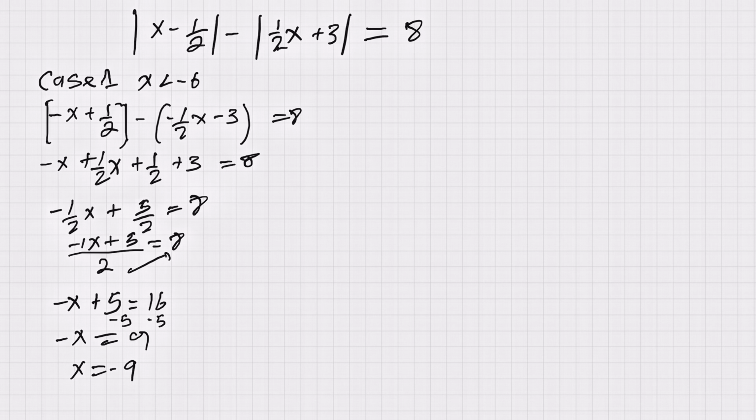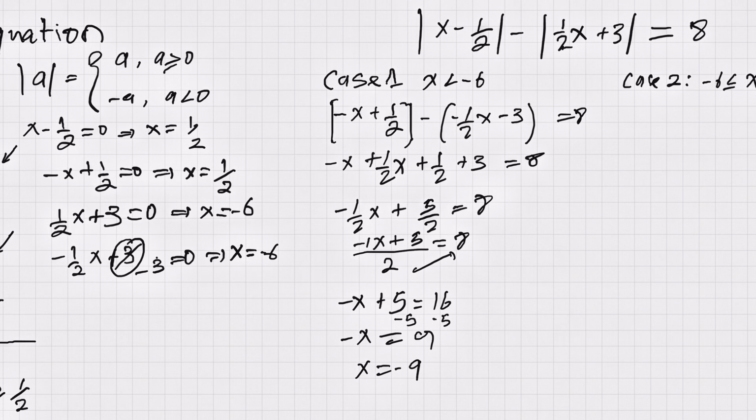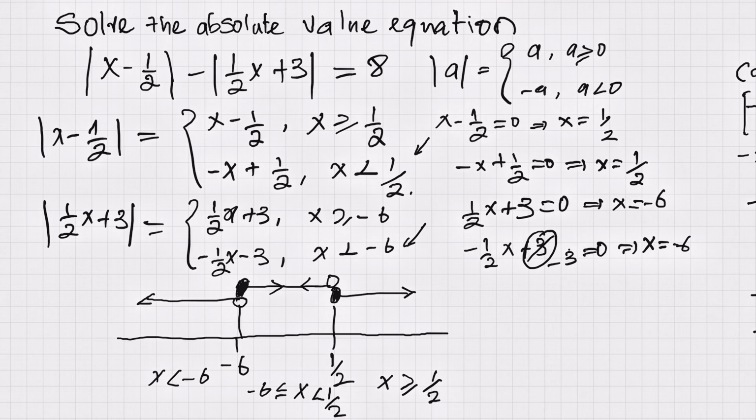Now let's look at case 2. Case 2 is when negative 6 is less than or equal to x, strictly less than half. Now let's see which one we will pick. Let's see which of these satisfy this. So in this case, you see that x is greater than or equal to negative 6, and x is less than what? x is less than half. Let's see which one satisfies this from this pairwise function.